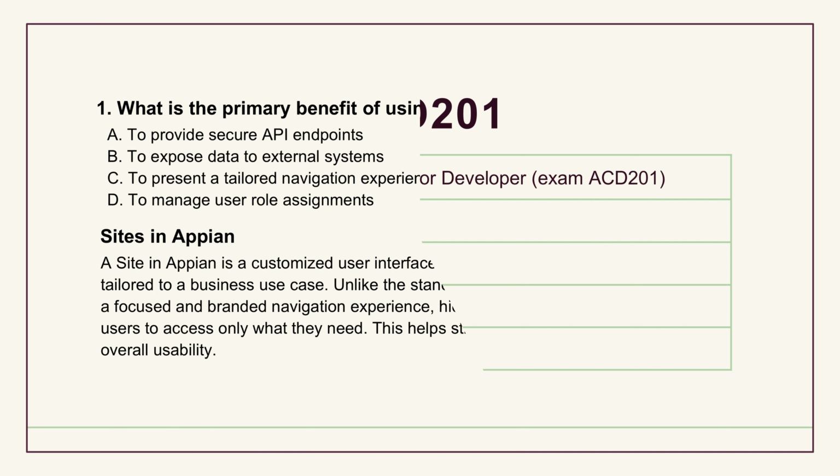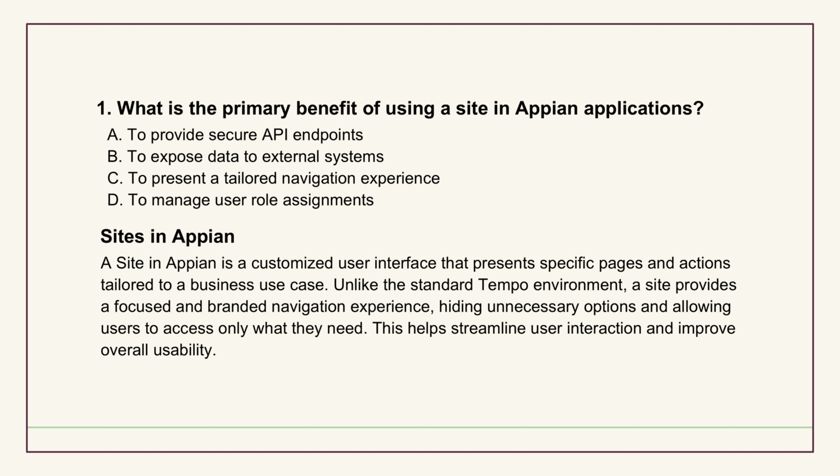Okay, let's dive in. First question you shared was about Appian sites. It asks, what is the primary benefit of using a site in Appian applications? And the correct option was C, to present a tailored navigation experience. Right, so why that one? Why is the tailored navigation the primary benefit? Seems like they might do other things too.